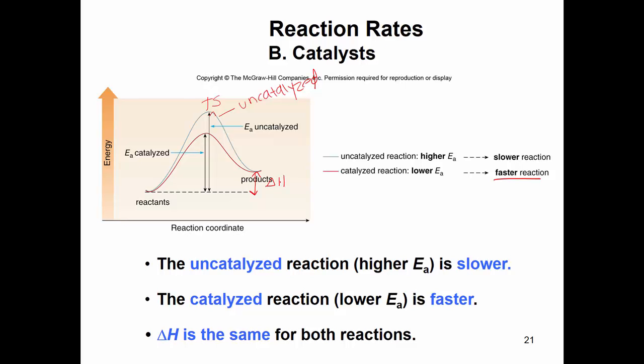Just to test you real quick, is this reaction endothermic or exothermic? Here are your reactants. Delta H is the difference in energy between reactants and products. Here, the products are higher in energy than the reactants, so this is a positive delta H, meaning it is endothermic.